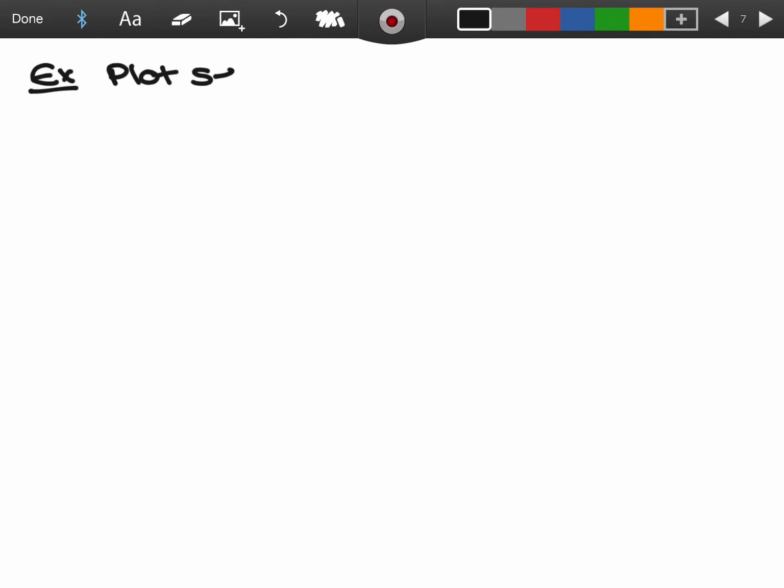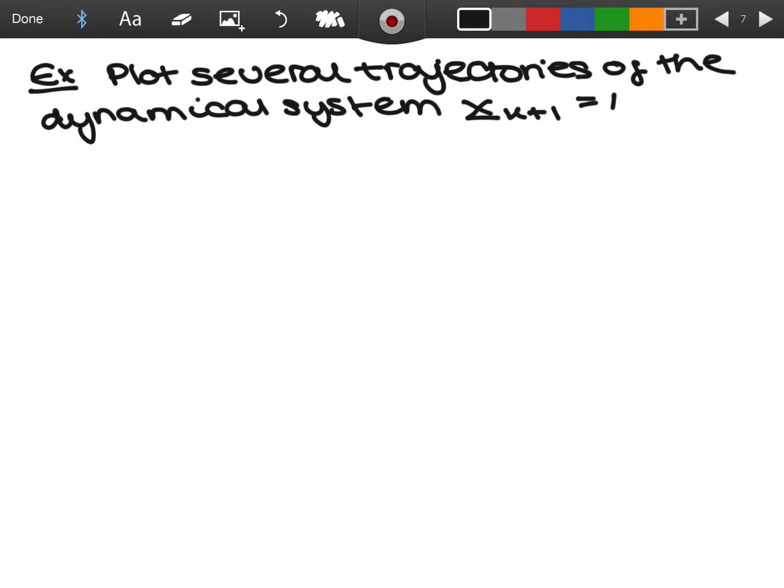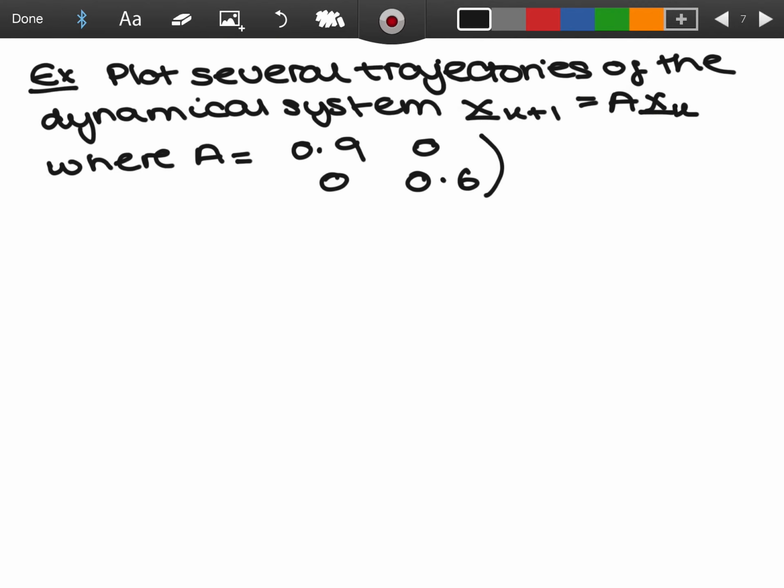Plot several trajectories of the dynamical system, the system that we've been looking at, that iterative system, where A, as I said, I'm just going to deal with diagonal matrices at the moment just to make it easier so that we can draw this out really easily.